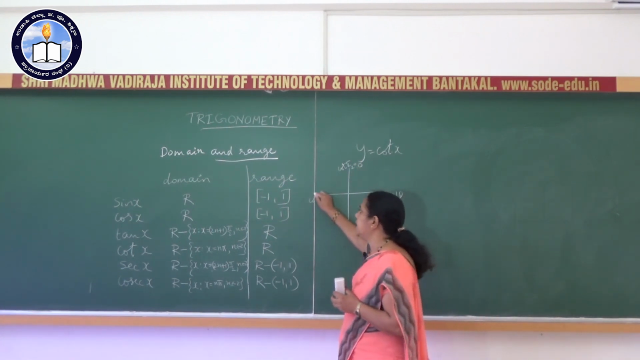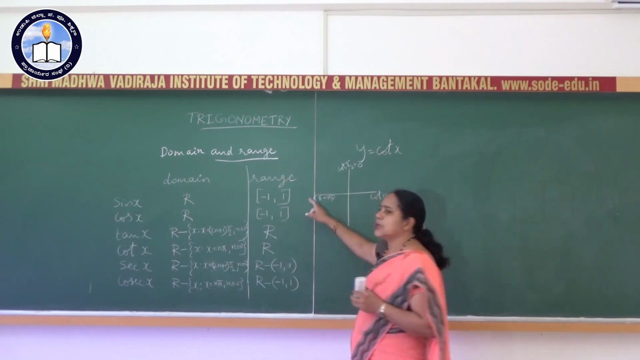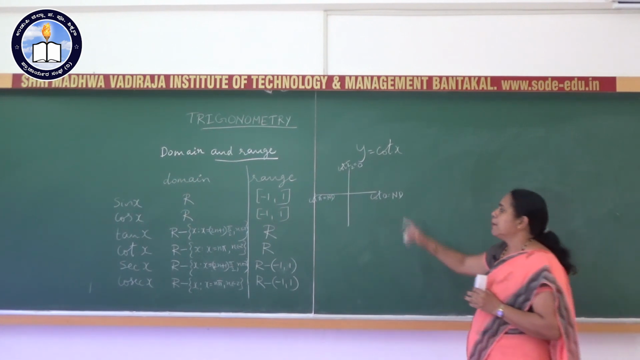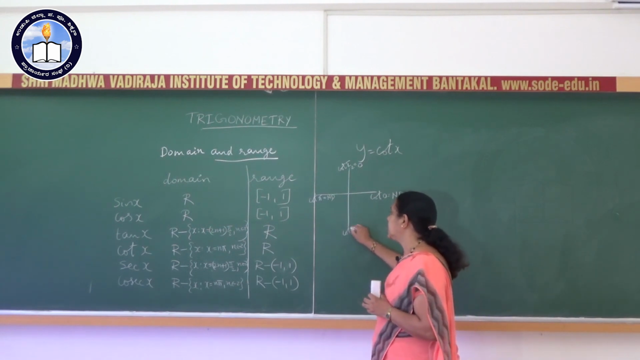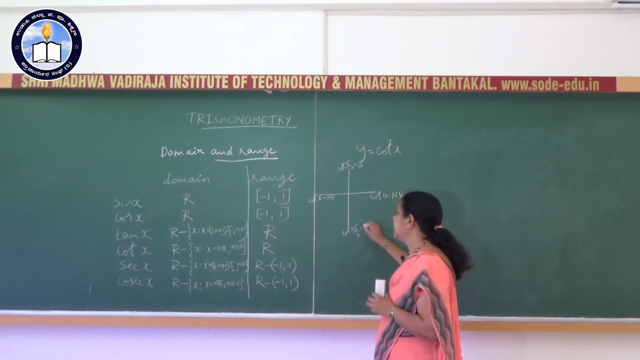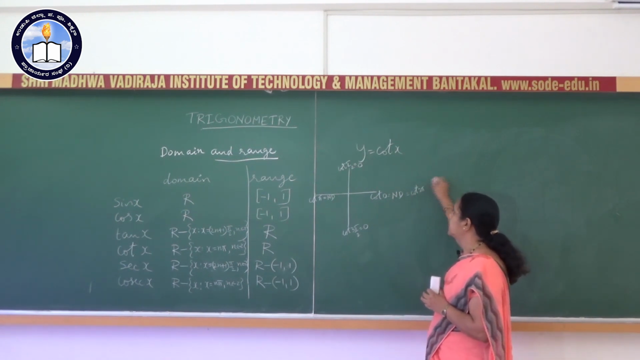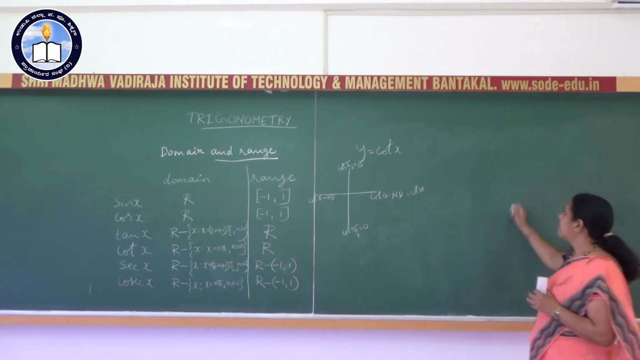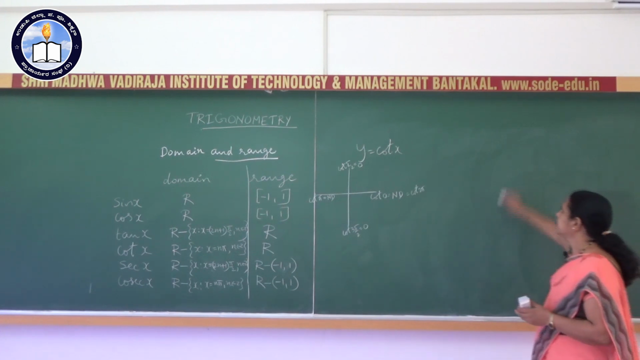Cot pi is not defined. Cot pi is equal to cos pi divided by sin pi, minus 1 divided by 0, so it is not defined. And cot 3 pi by 2 is equal to 0. Cot 2 pi is not defined, like cot 0. So what is the graph of y is equal to cot x?